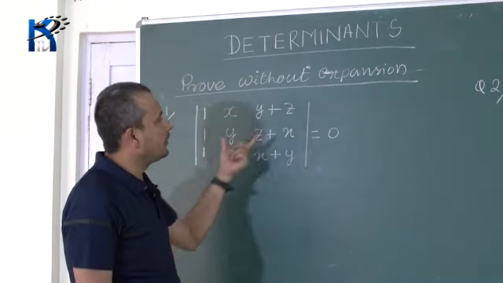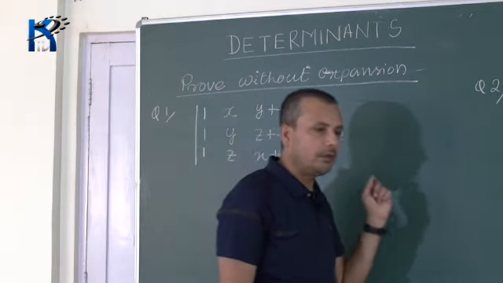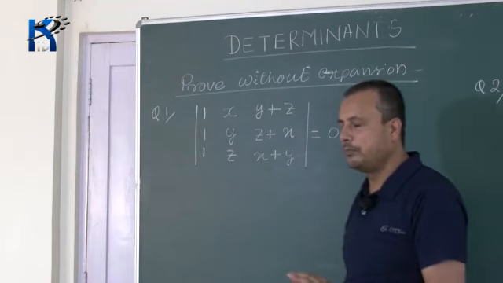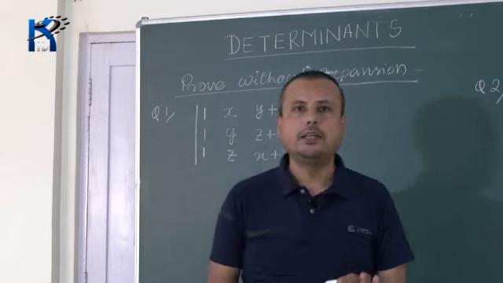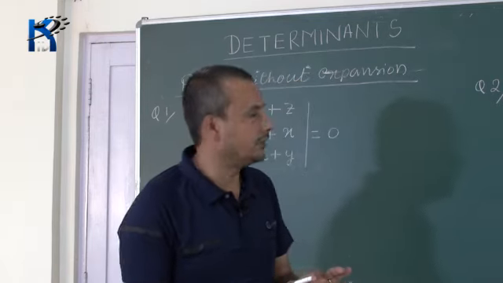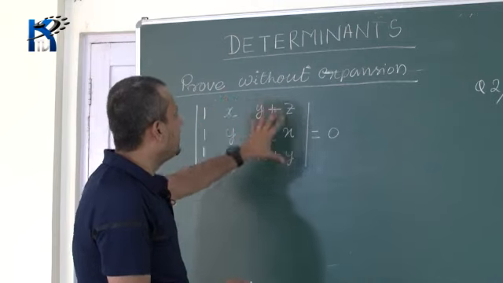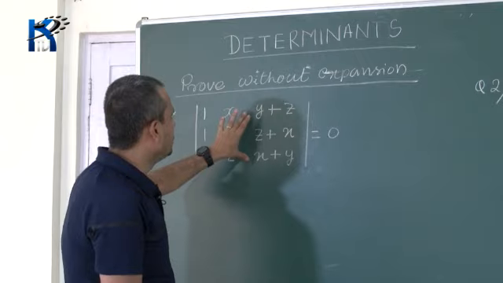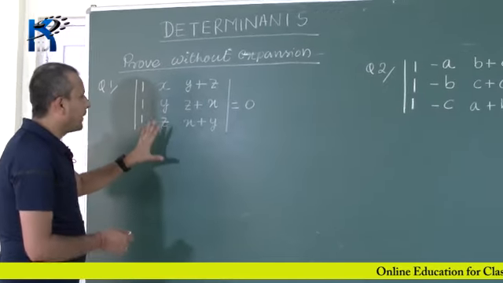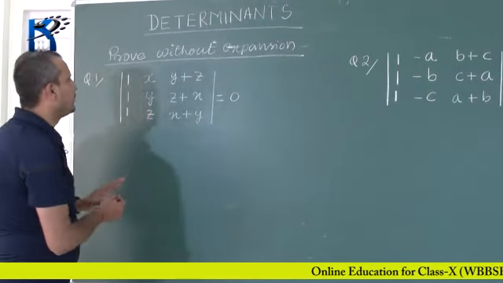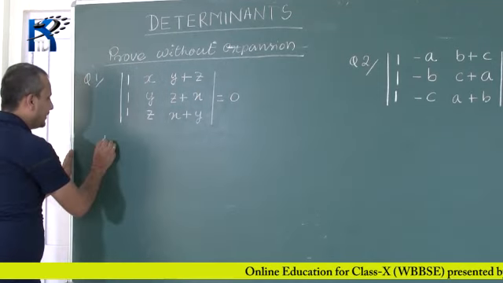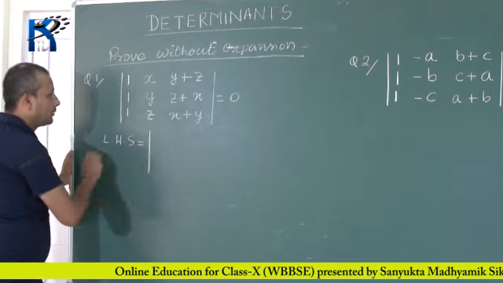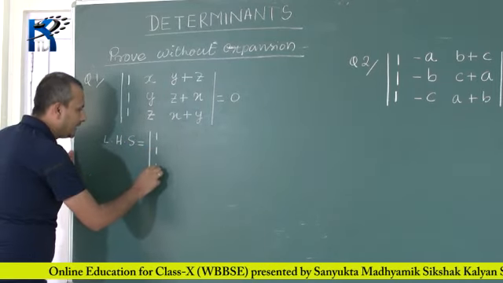Whenever you are asked to show the determinant is equal to 0, always remember the property: if any two rows or any two columns of a given determinant are identical, the value of the determinant is equal to 0. That means to prove this identity without expansion, you have to use the property and make any two rows or any two columns identical. I'll take the left hand side and try to make any two rows or columns identical.